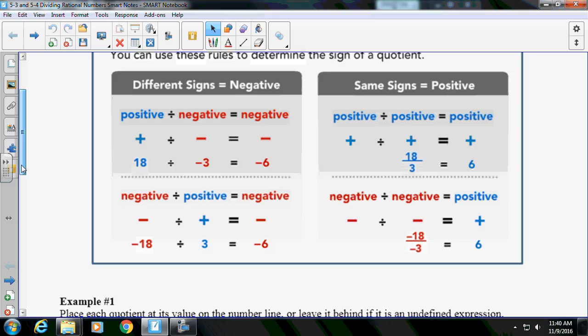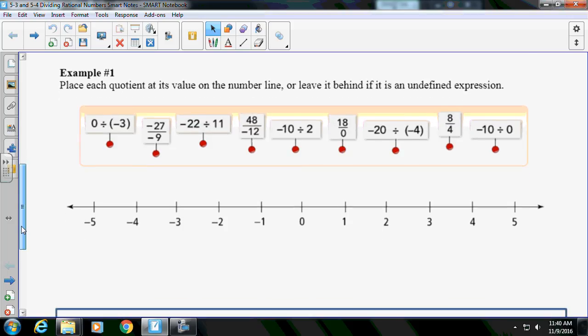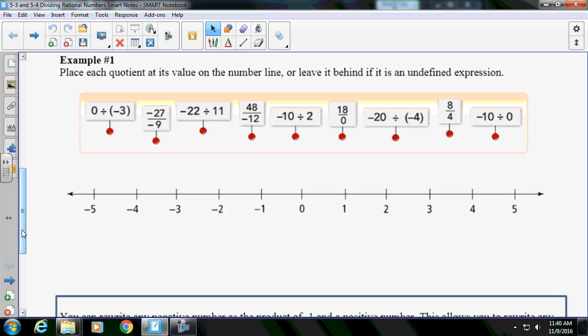And of course, this means if we are multiplying two rational numbers, two positive rational numbers are going to yield a positive answer. And if we're dividing a positive and a negative, we're going to get a negative. It's only with two, okay? Same as with multiplying.